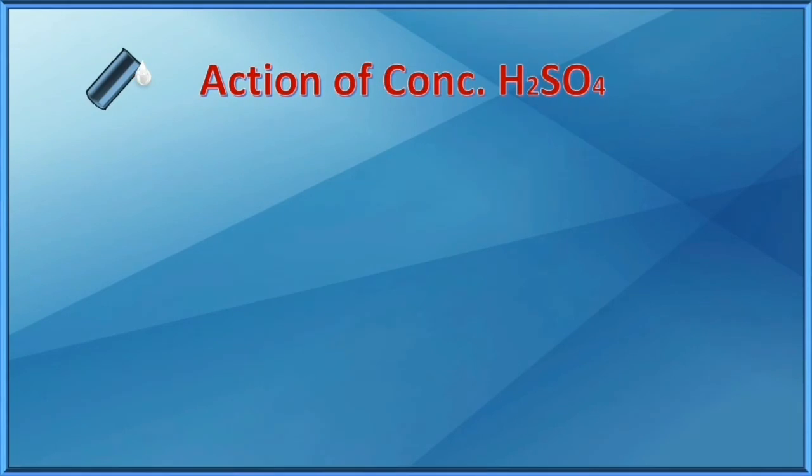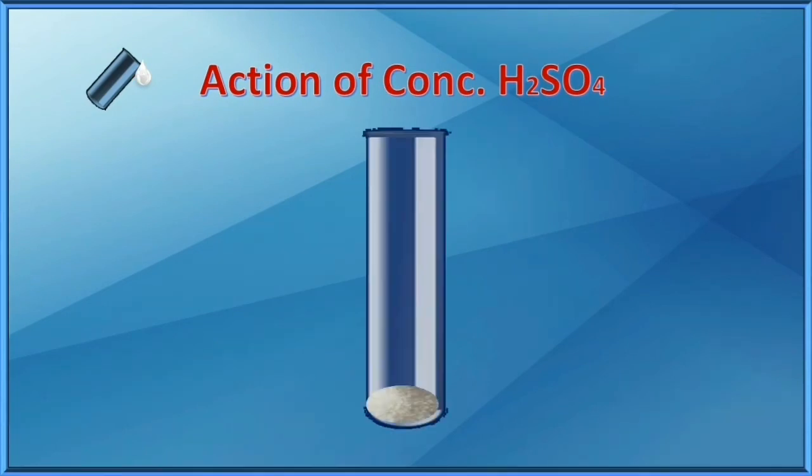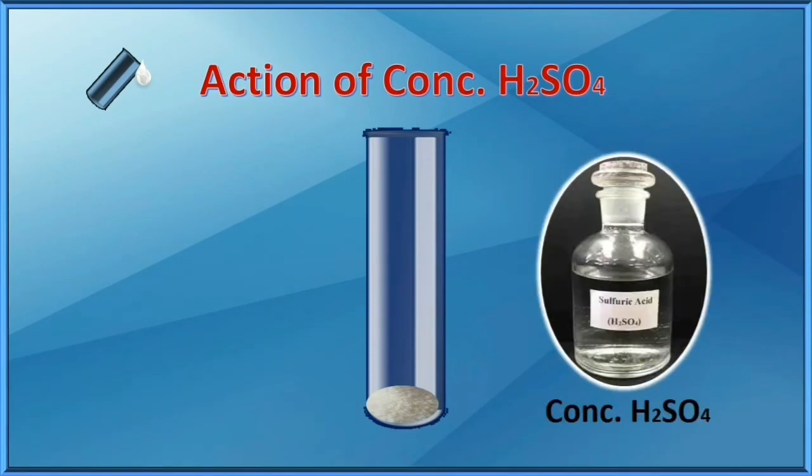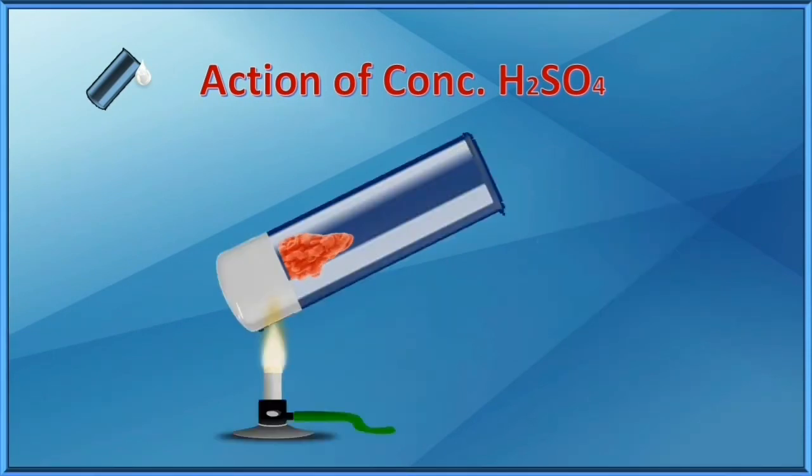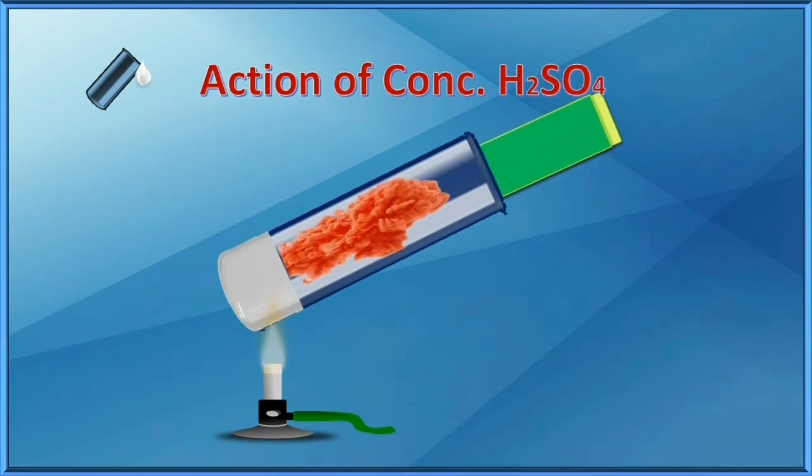Shall we do another test? For this, take a small amount of salt in a dry test tube, add about 0.5 ml of concentrated sulfuric acid and heat it gently. Children, what do you observe? Reddish brown gas evolves, turning acidified ferrous sulfate paper green. This indicates the presence of nitrate.